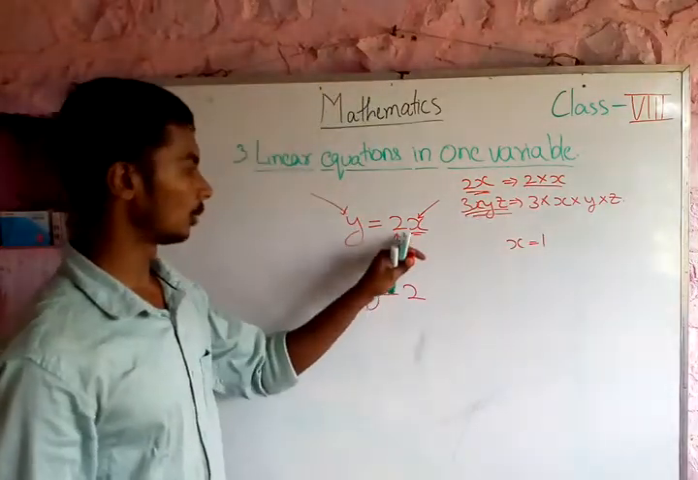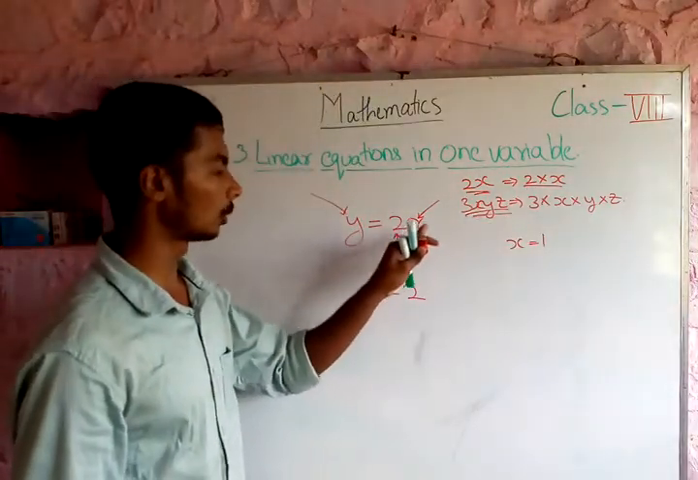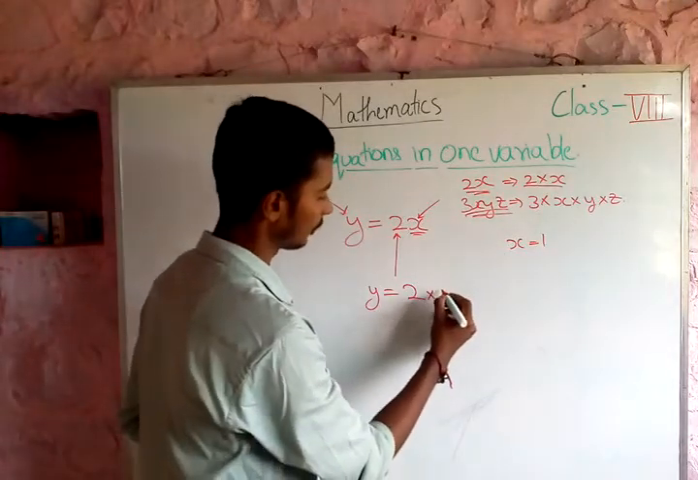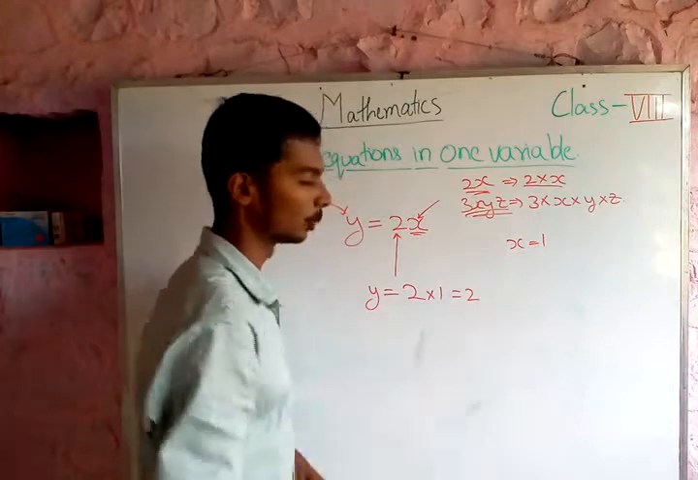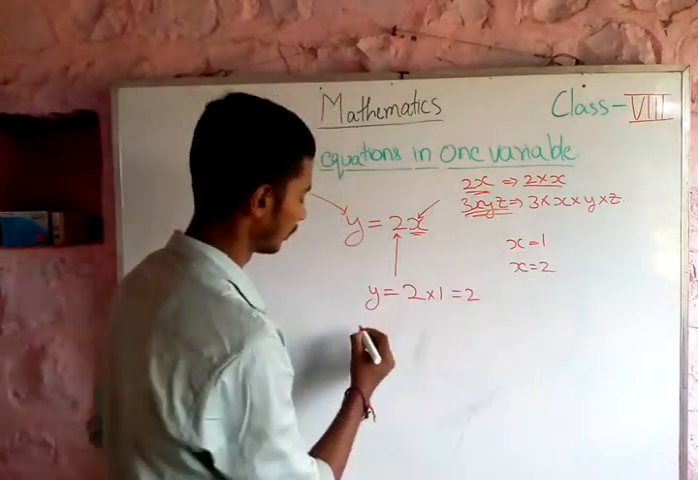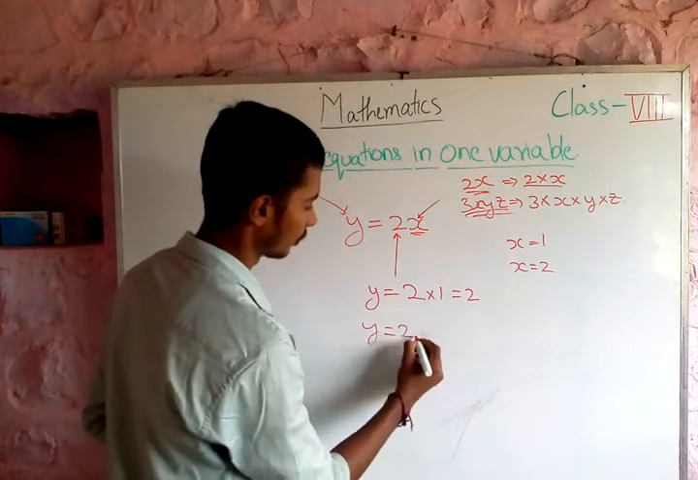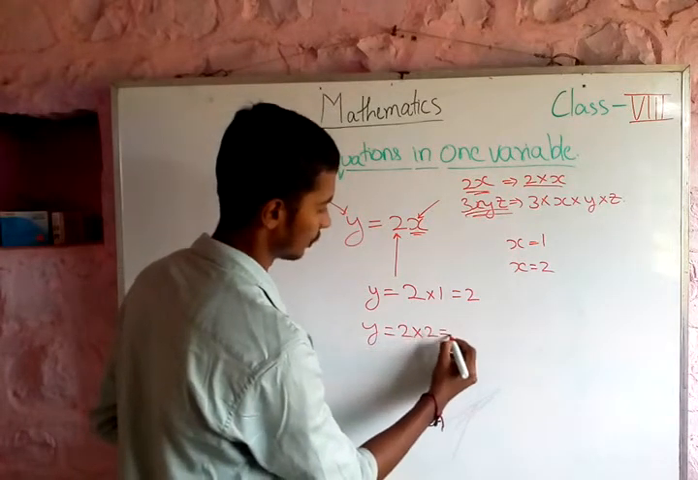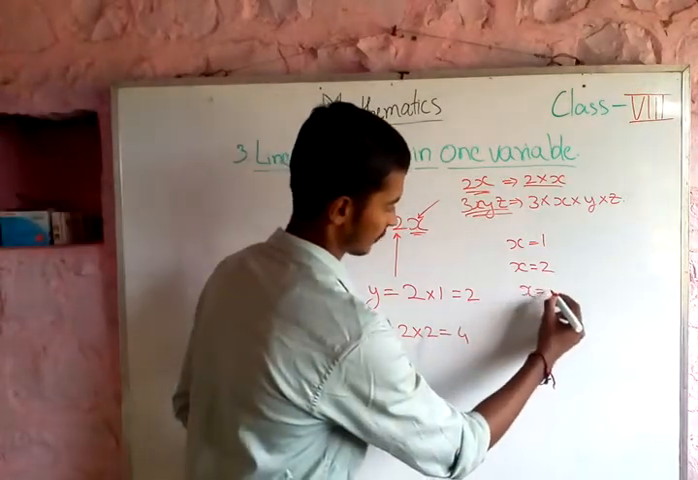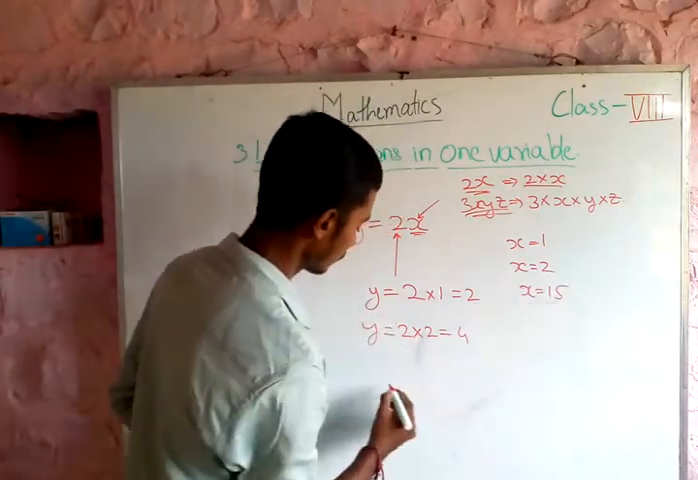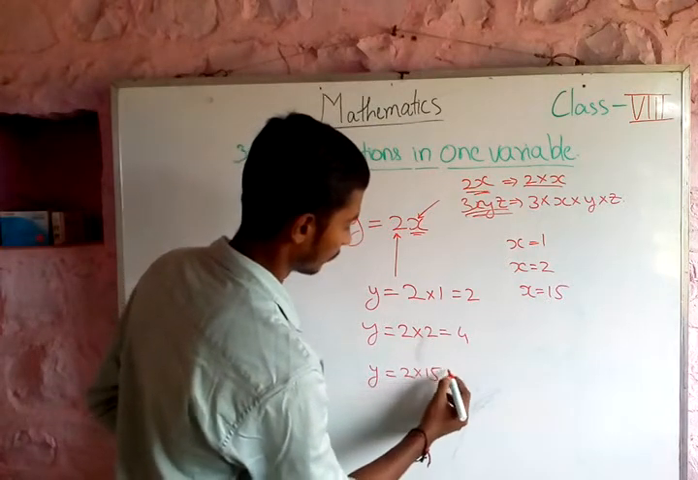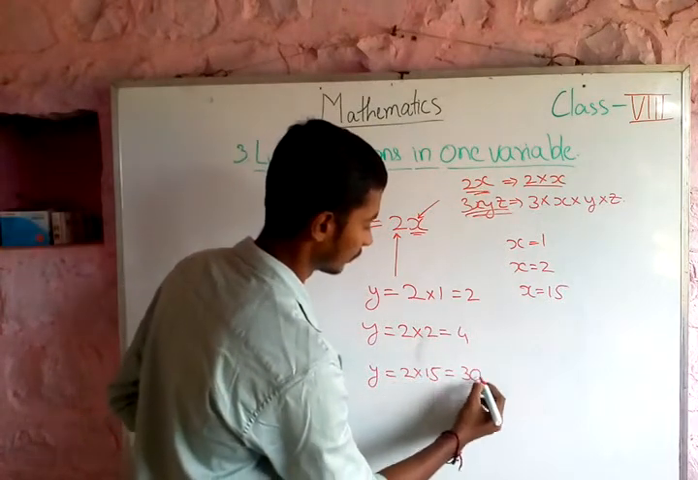So see here, 2x is equal to 2 into x. So if I take x as 1, then y will be 2 into 1 is equal to 2. If I take x as 2, then y will be 2 into 2 is equal to 4. Okay, if I take x as 15, then y will be 2 into 15 is equal to 30.